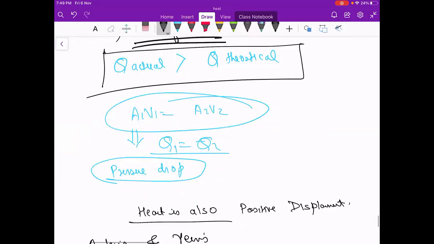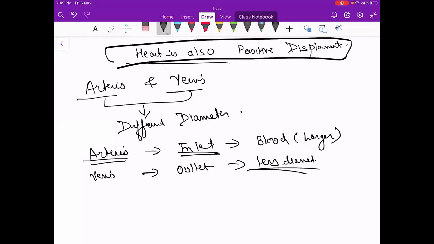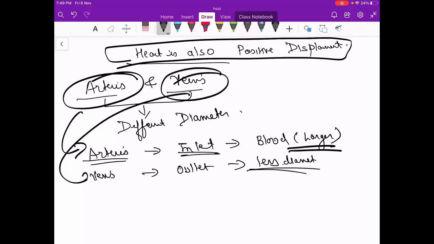So the same thing is happening with the heart also. That is why the heart is also a positive displacement pump, in which arteries are the inlet having a greater diameter and veins are the outlet having a lesser diameter.